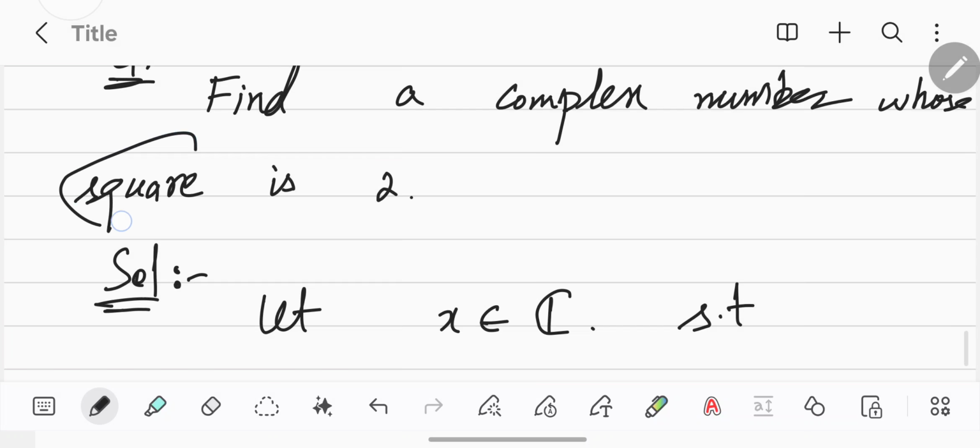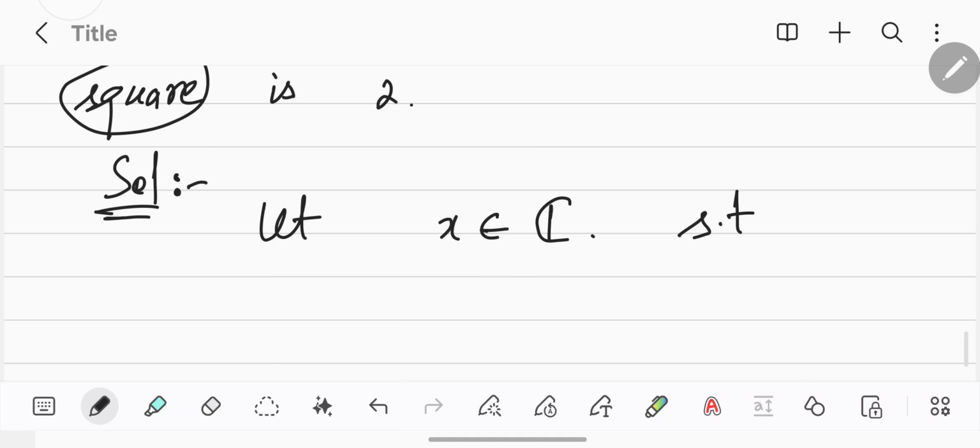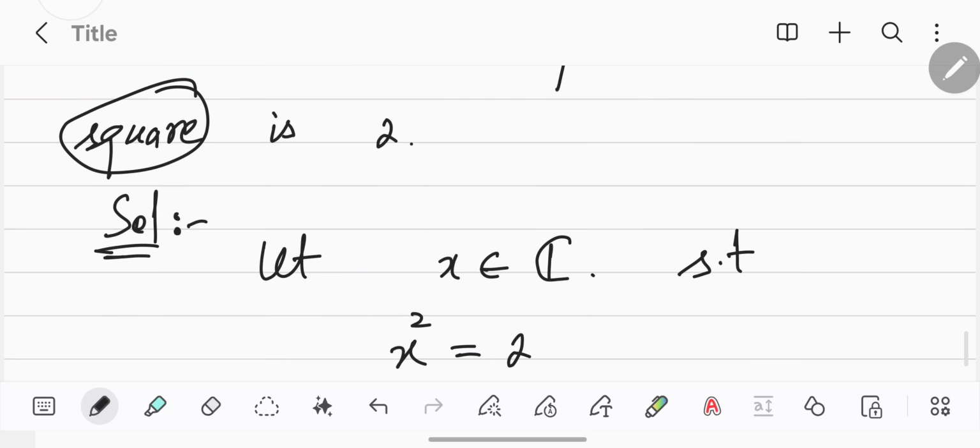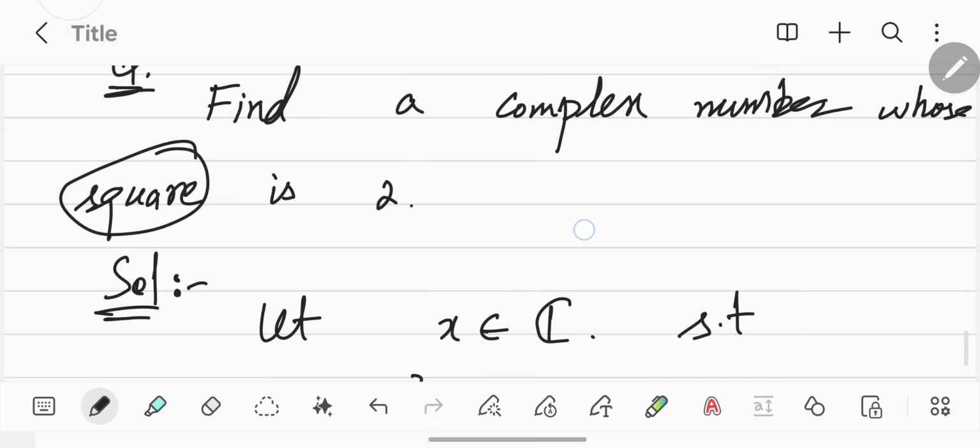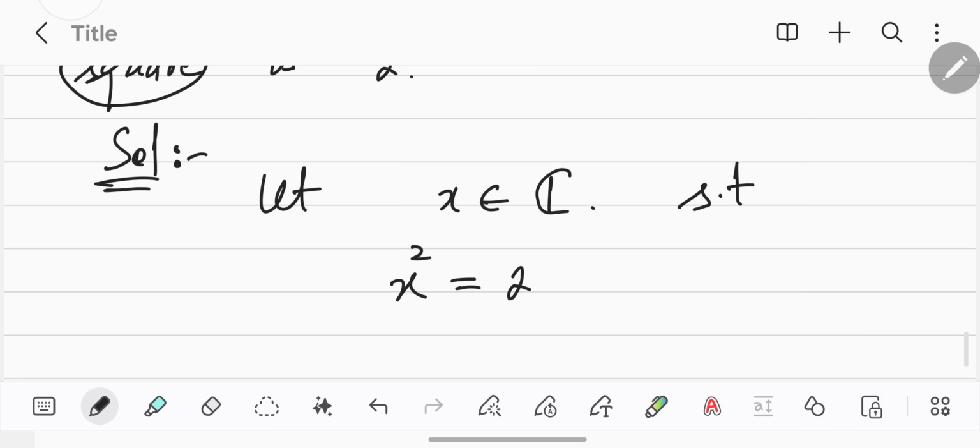the square of this number is 2. Such that the square of x is 2. How can we find it? Since we have x square, but we need to find the complex number x, how can we find x from this equation?